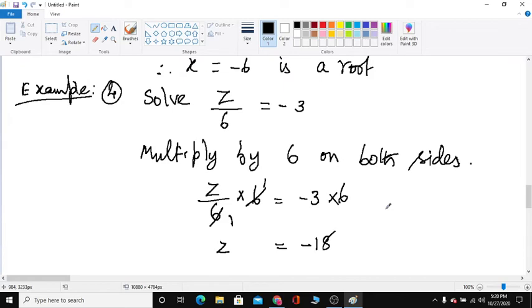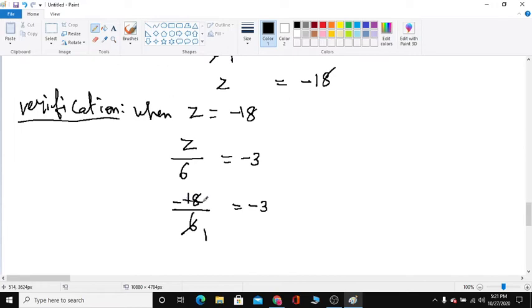Now you cancel. Here 6 ones are 6. In the numerator 18, 3 times. 6 threes are 18. Now what is here in the numerator? Minus 3 by 1.